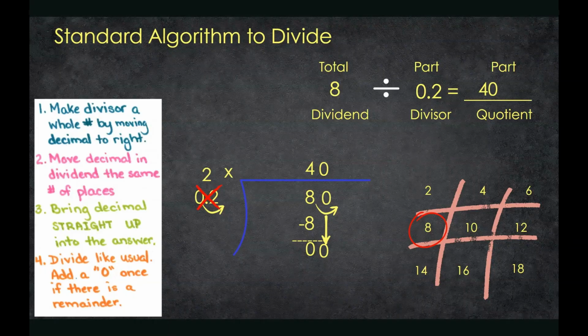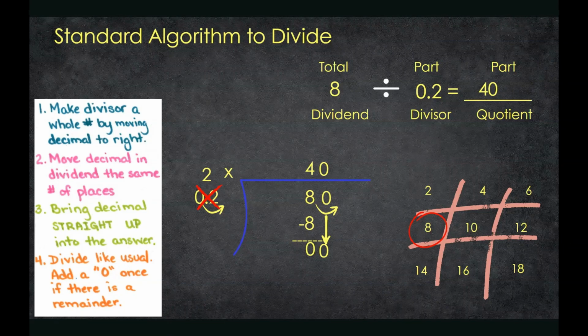So if I were to imagine decimal grids, and I have 8 decimal grids lined up, and I start making groups of 2/10, I would be able to make 40 groups of 2/10 in my 8 decimal grids. So again, when we divide by a decimal, our answer is going to be a larger number.